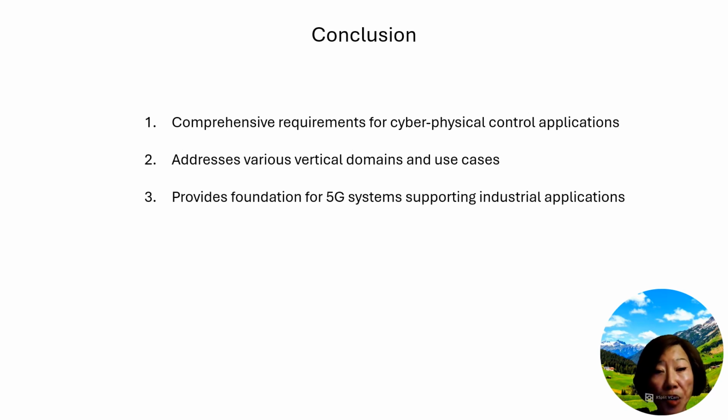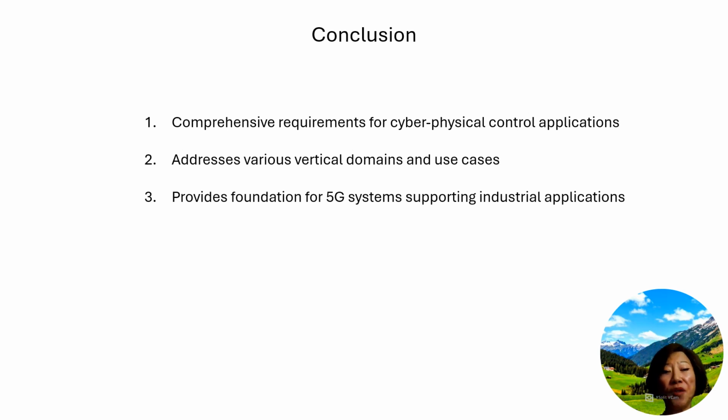Meeting these requirements will involve advances in radio technology like flexible numerology and mini-slots in 5G NR, network architecture like edge computing for low latency, and core network functions like advanced QoS management. As these capabilities are implemented or have already been implemented, 5G has the potential to become the unified networking technology for industrial applications, replacing a variety of specialized wired and wireless technologies currently in use.